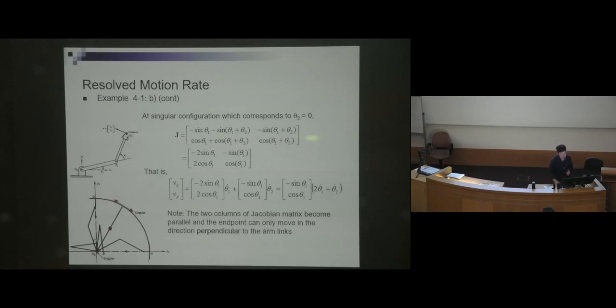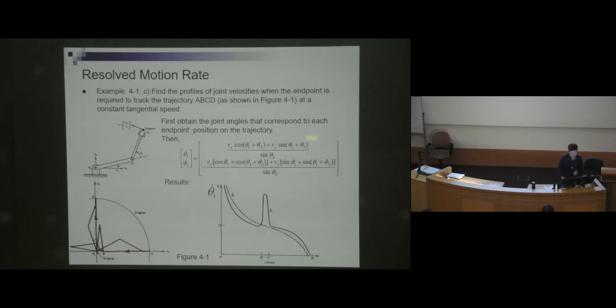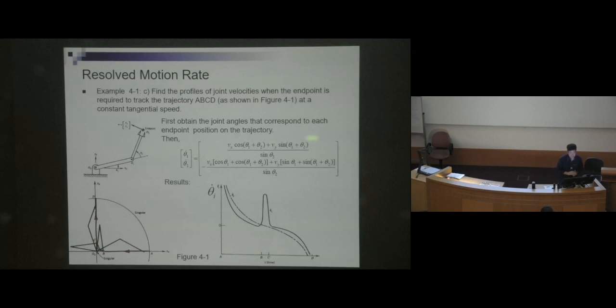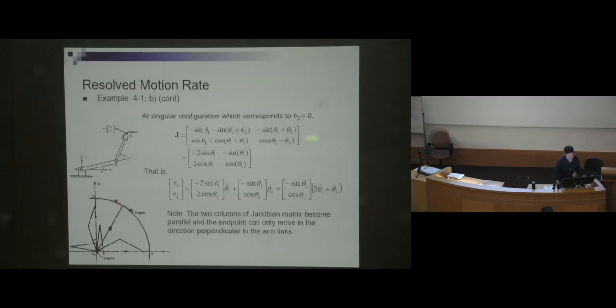If you look at this, you can observe that the two columns of the Jacobian matrix become parallel. So the endpoint can only move in the direction perpendicular to the arm. These two columns are parallel. You can do the same when theta 2 is equal to pi, and work it out.